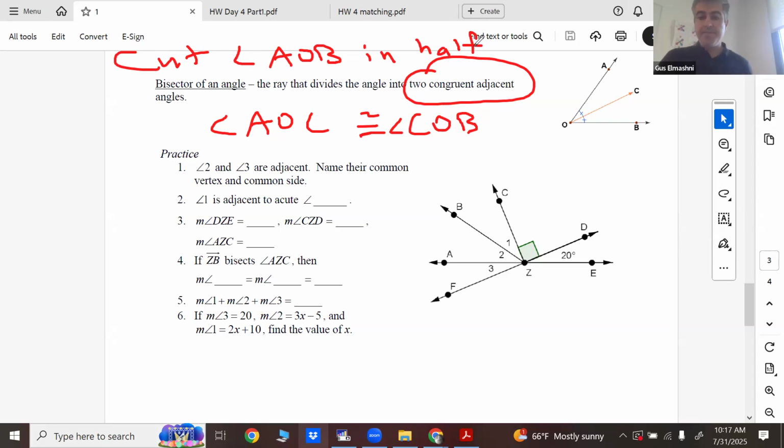We cut it in half. So, some practice. Why don't you guys just try this on your own? Just try it, see how you guys do. I'll come around and help you guys out. I'm going to freeze the screen and work it out first, and then I'll come around and help you.